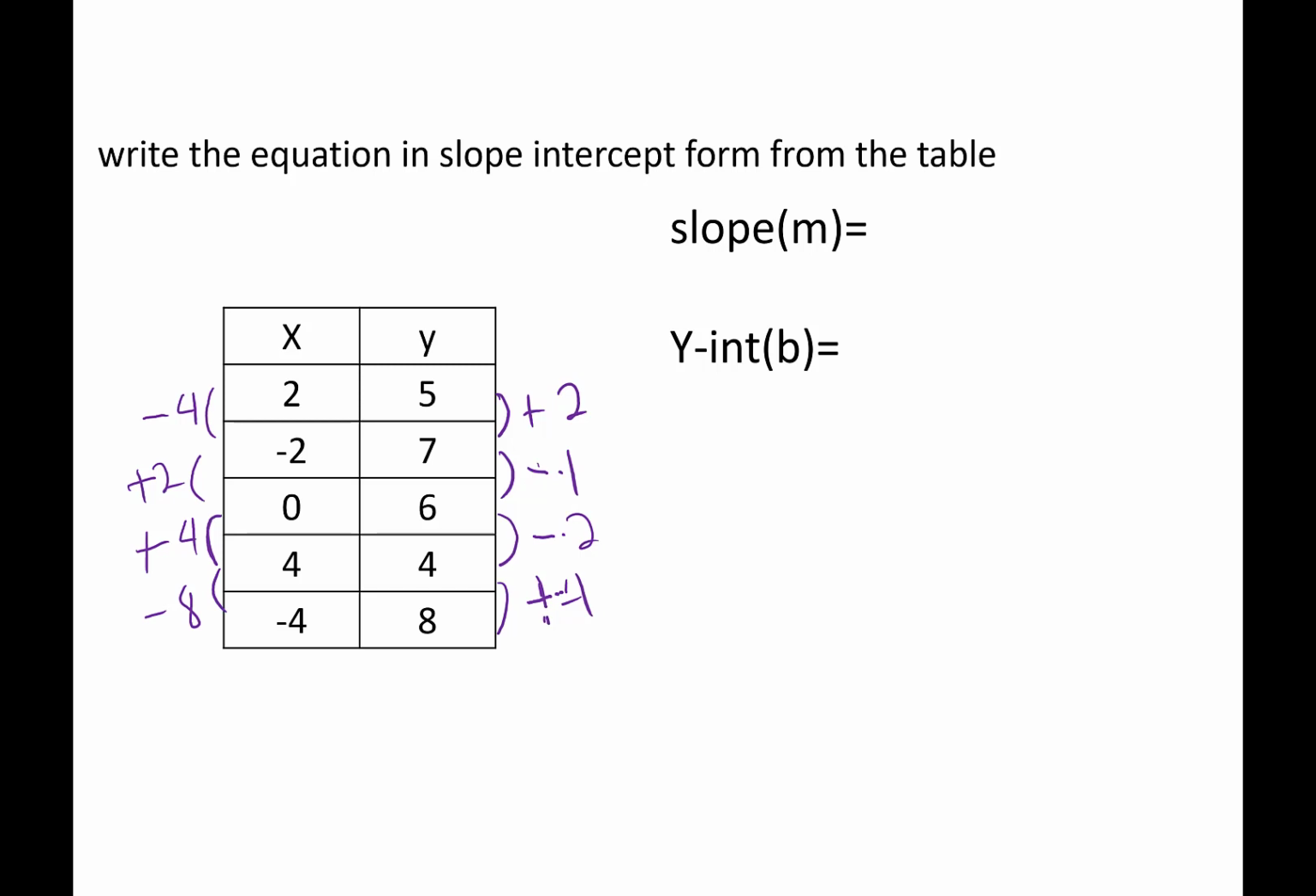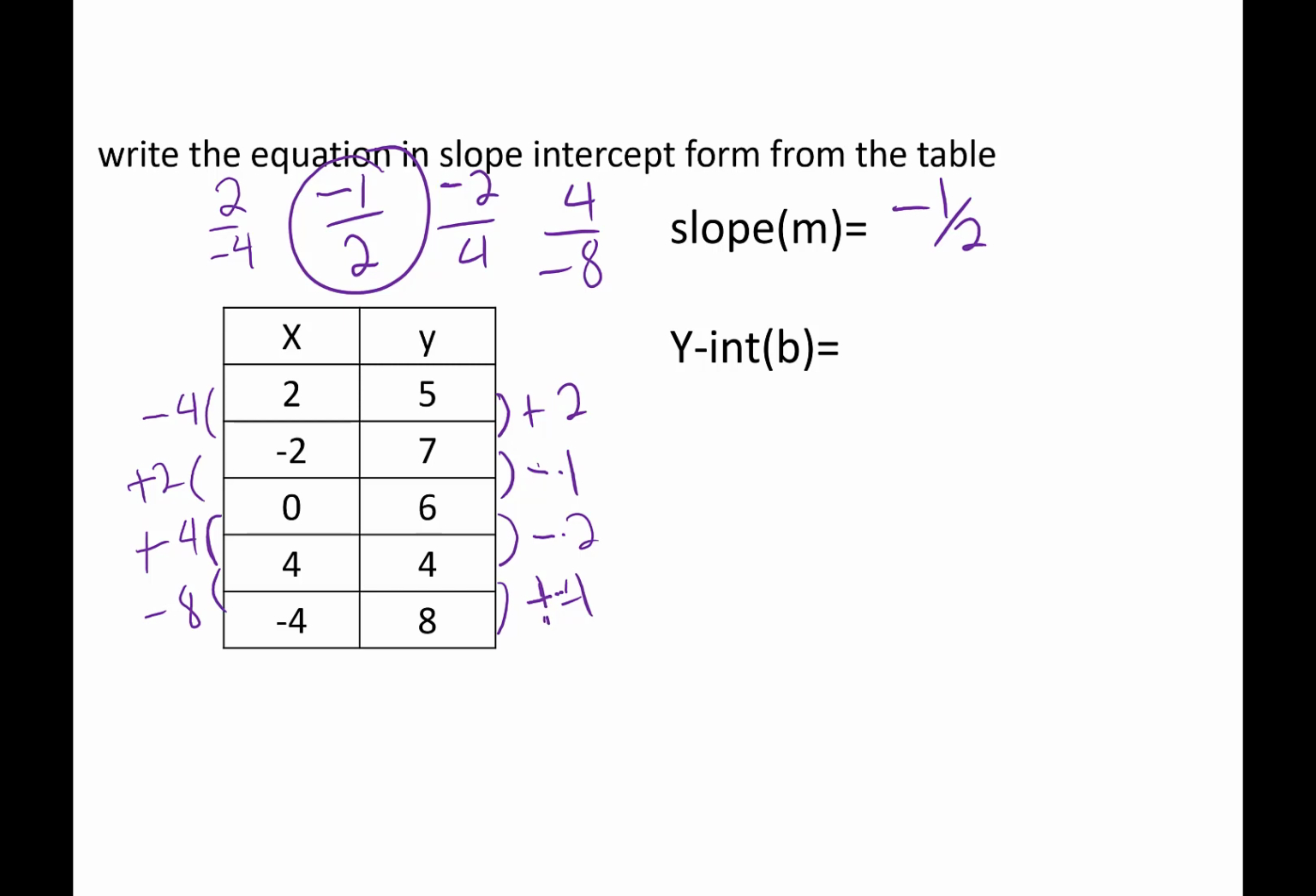However, if I take all these, let me go back. If I take all these fractions, 2 over negative 4, negative 1 over 2, negative 2 over 4, and 4 over negative 8, they actually all are equivalent fractions. 2 over negative 4 simplifies to negative 1/2. Negative 2 over 4 simplifies to negative 1/2. And 4 over negative 8 also simplifies. So all of these simplify to negative 1/2. So my slope is negative 1/2.